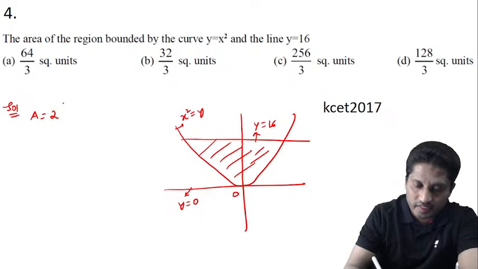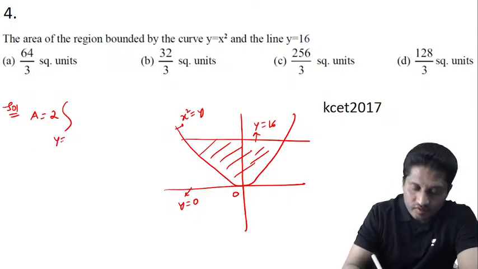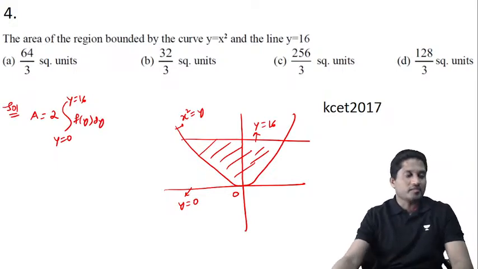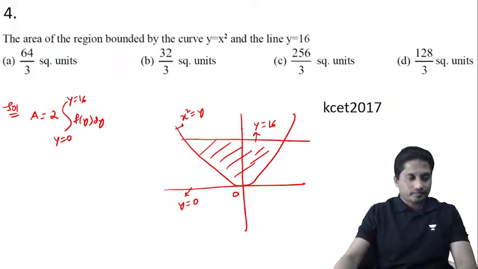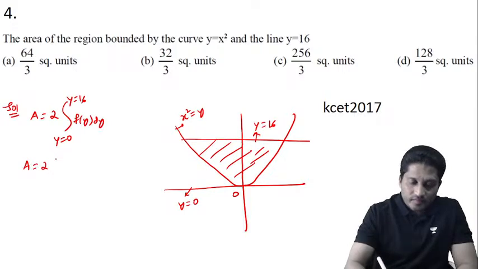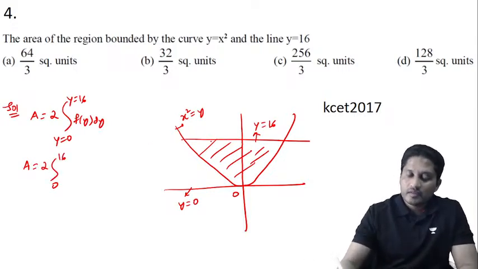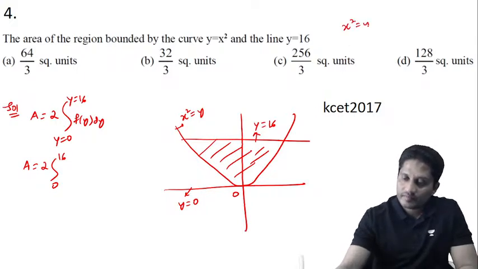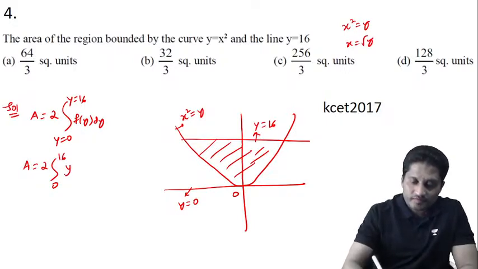So area is equal to integration of y is equal to 0 to y is equal to 16, and then you get function of y dy. I'll find out only in the first quadrant and multiply by 2, I get the complete area. Okay, now area is equal to 2 times, this is 0 to 16, and then function of y. x square is equal to y can be written as x is equal to root y. This is y power half, and then this is dy.